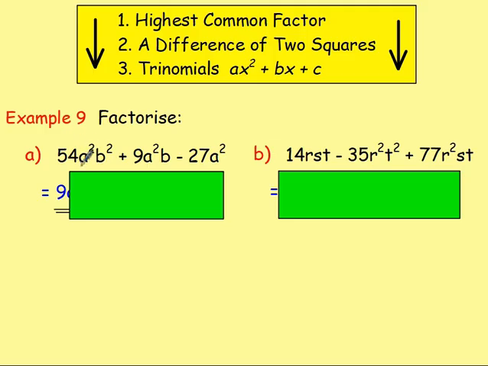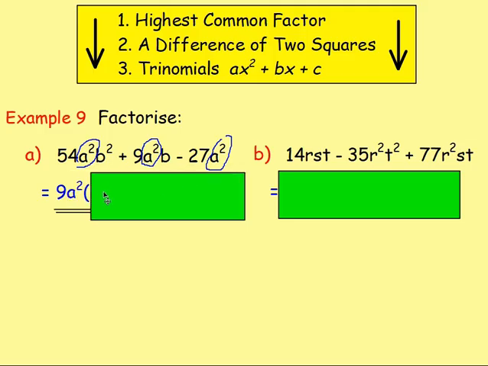Number-wise, it is 9. Letter-wise, you've got an a squared here, and an a squared here, and an a squared here. Anything else that you have here, here, and here? No, so it's just going to be 9a squared as your highest common factor. Number-wise, 9 times what is 54? It is 6. You've taken out the a squared, so you still need a b squared.